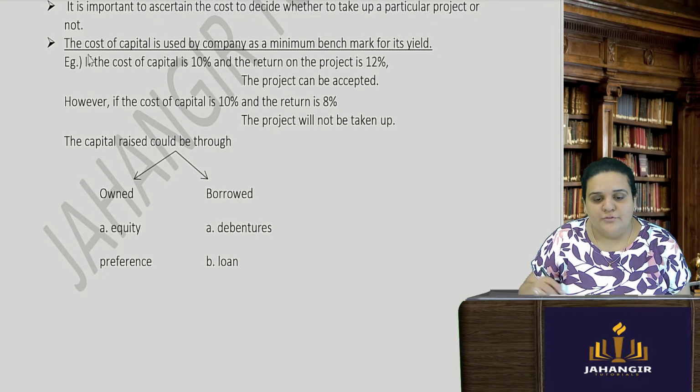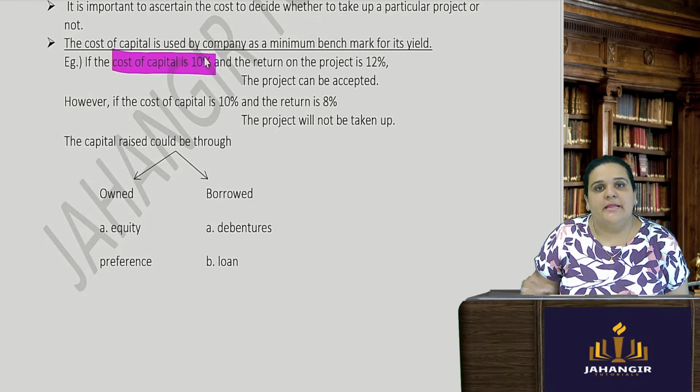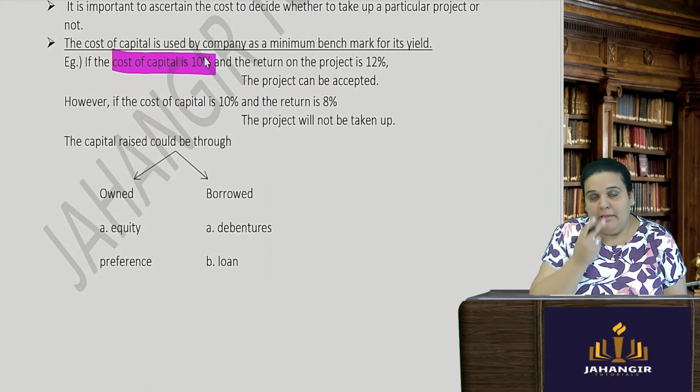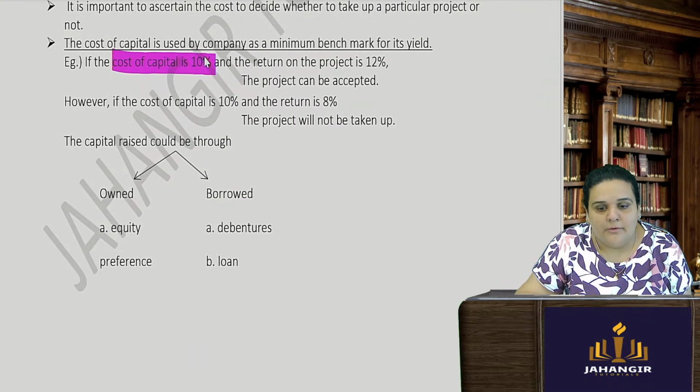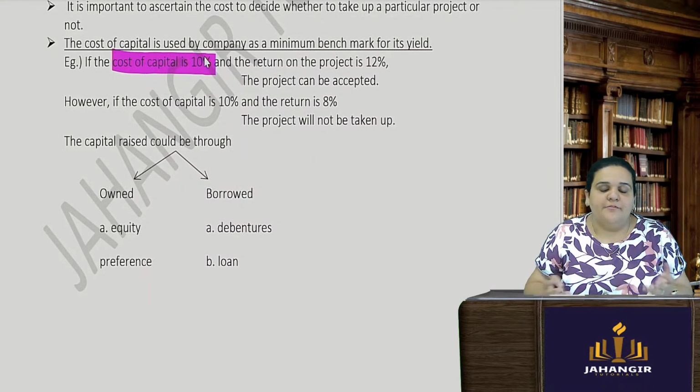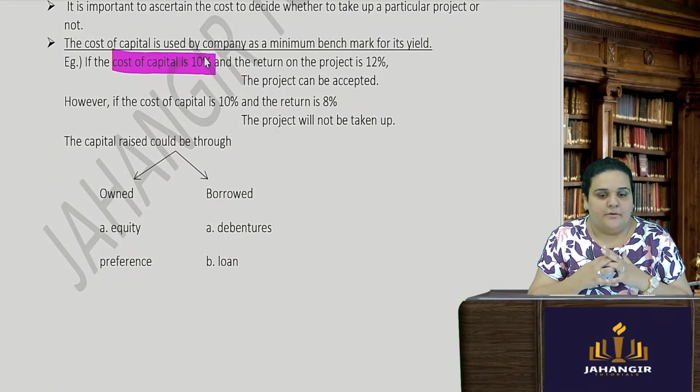So from the company point of view, say the cost of capital is 10%. But if I am an investor in that company, I have invested my amount, I have given them the capital. So for me, there is a return. From the investor point of view, it is going to be a return in the form of dividend or in the form of interest, etc.